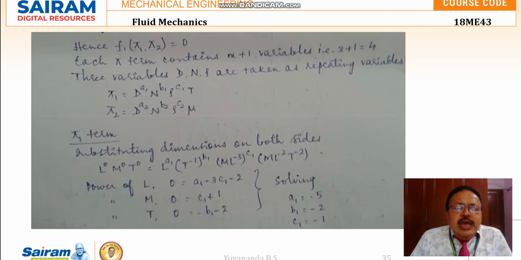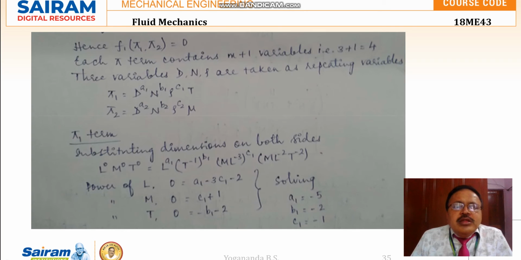So here D, diameter, represents the geometric dimension. Density is the fluid property. N, number of rotations of the disk, indicates the flow property. So D, N and rho will be used as repeating variables. They get repeated in both the pi terms, pi 1 and pi 2. The other terms are left, T and mu. They will be written once each in pi 1 and pi 2 terms.